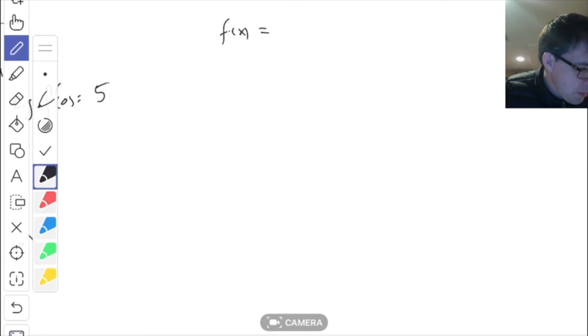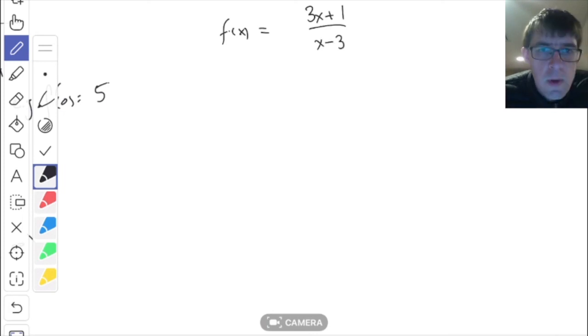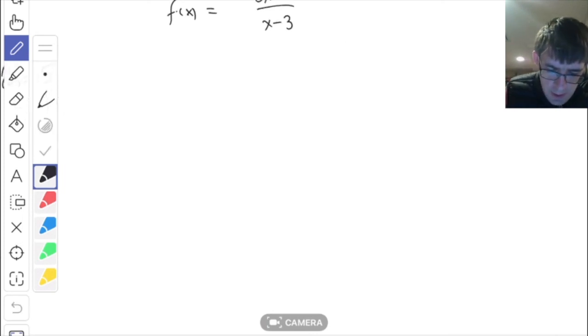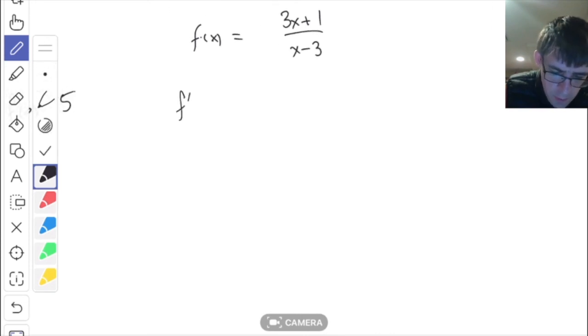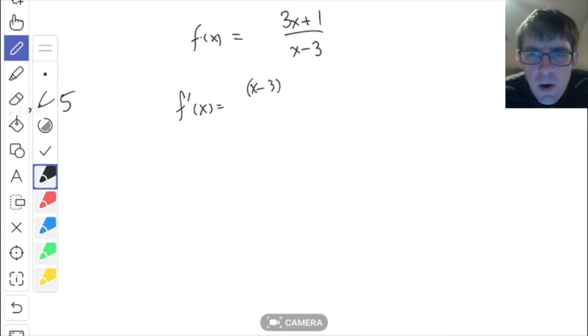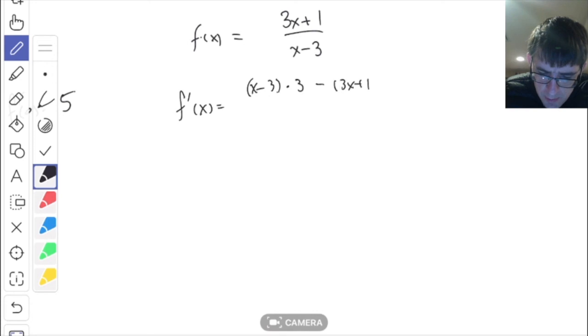This is not the same, but I'm going to make up (3x plus 1) over (x minus 3). Can we try the same procedure here? I begin by taking the derivative. You have to use the quotient rule. So I go to the bottom. This one's kind of hard. I'm going to try and do it fast so hopefully we can get one more question in. The bottom times the derivative of the top, which is 3, minus the top, 1, times the derivative of the bottom, which is 1, all over the bottom squared.